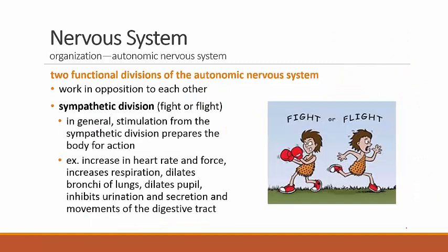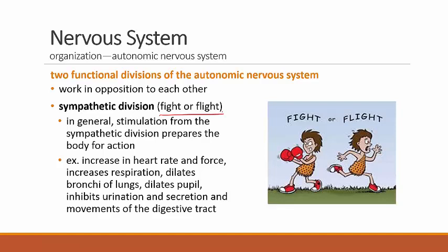These are two functional divisions that work in opposition to each other. The sympathetic division is sometimes known as the fight or flight division of the autonomic nervous system. And in general, it stimulates preparation of the body for action, to either stand your ground and duke it out with the grizzly bear that's coming to you, or, and probably the wiser path, to run like heck to escape that grizzly bear that's chasing you down.